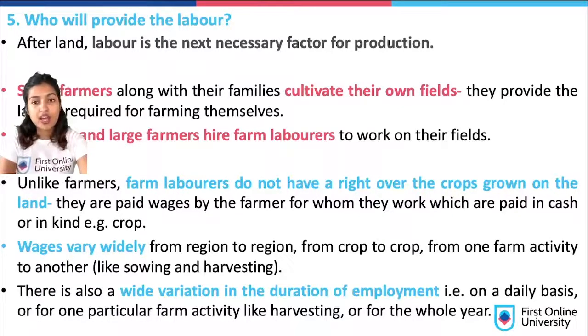And you also have a variation in the duration of employment. Sometimes you will be employed for the whole season, sometimes just for sowing the seeds, sometimes just for harvesting that particular crop, right? So it depends. The kind of wage a laborer gets depends on all these factors.